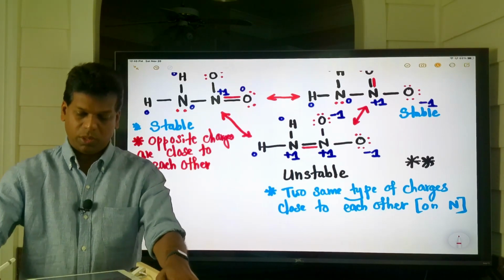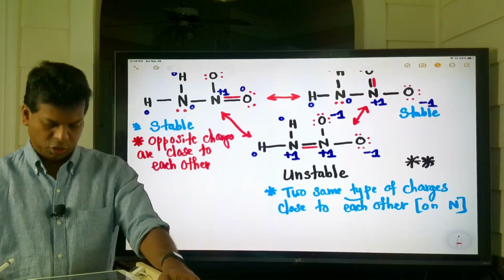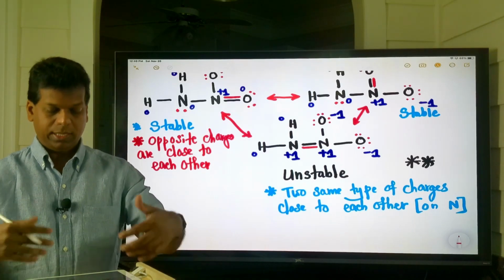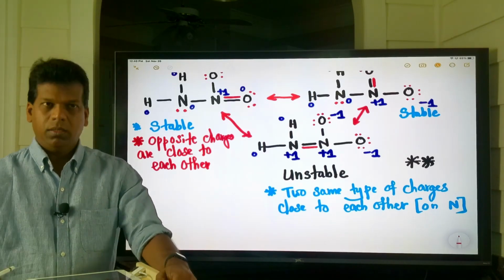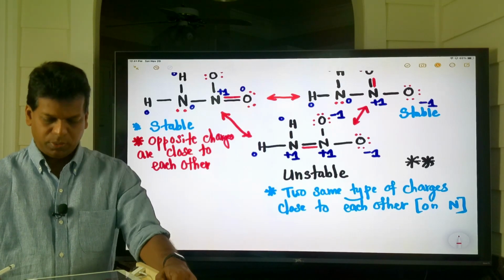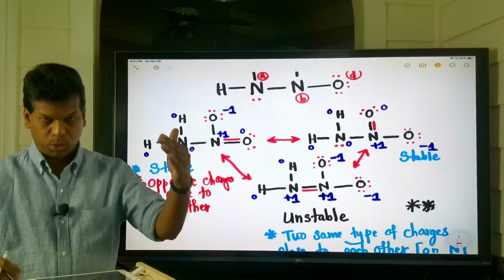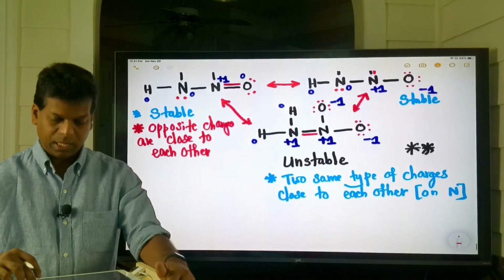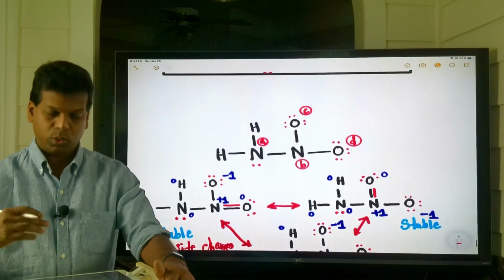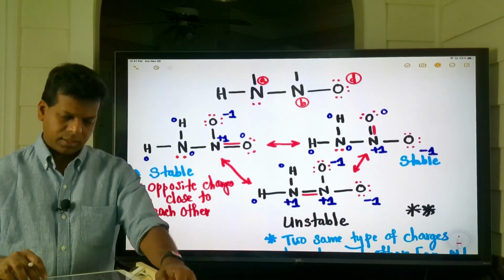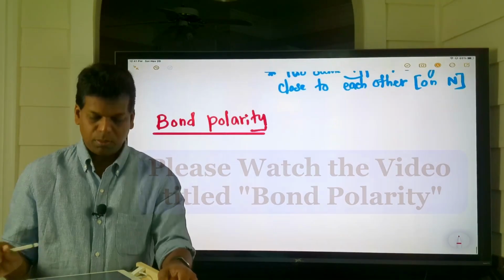So structures 1 and 2 are stable. Structure 3 is unstable. But still there are 3 resonance structures. I assume you understand. If you don't, please watch the first video and go through the process and see how to calculate formal charges and how to write a Lewis dot structure. Then it should be easier. So let's look at the next topic, bond polarity.